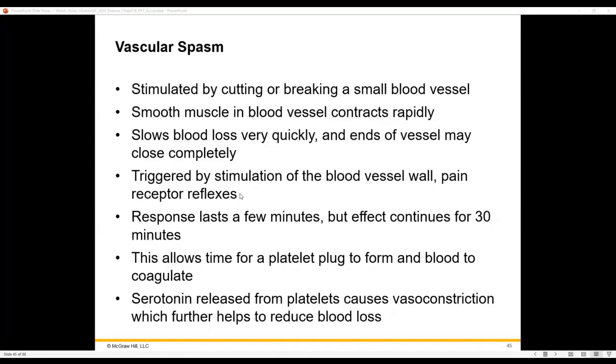Okay, it's triggered by stimulation of the blood vessel wall and pain receptor reflexes. The response lasts a few minutes, but the effect continues for 30 minutes. So this allows time for a platelet plug to form and blood to coagulate. Serotonin is released from the platelets, and this causes vasoconstriction, which further helps to reduce blood loss.